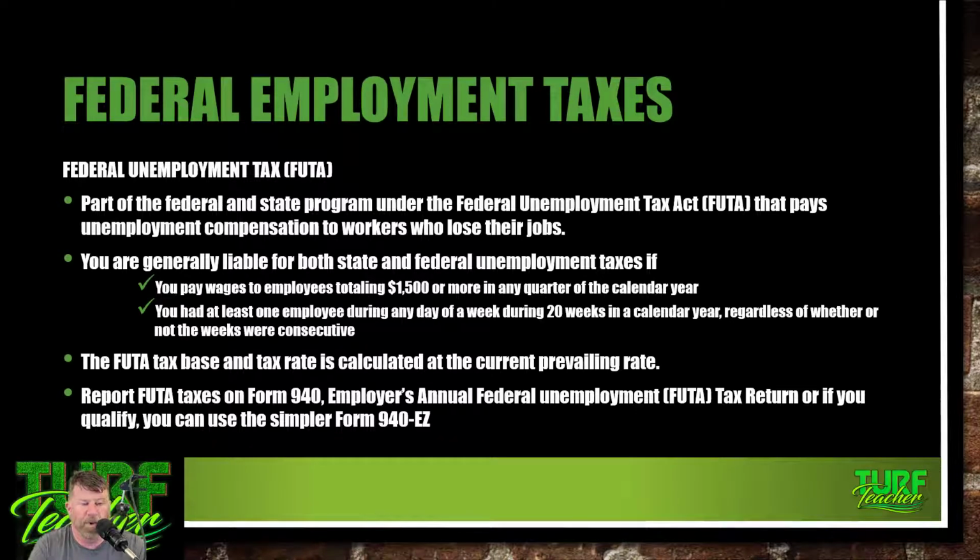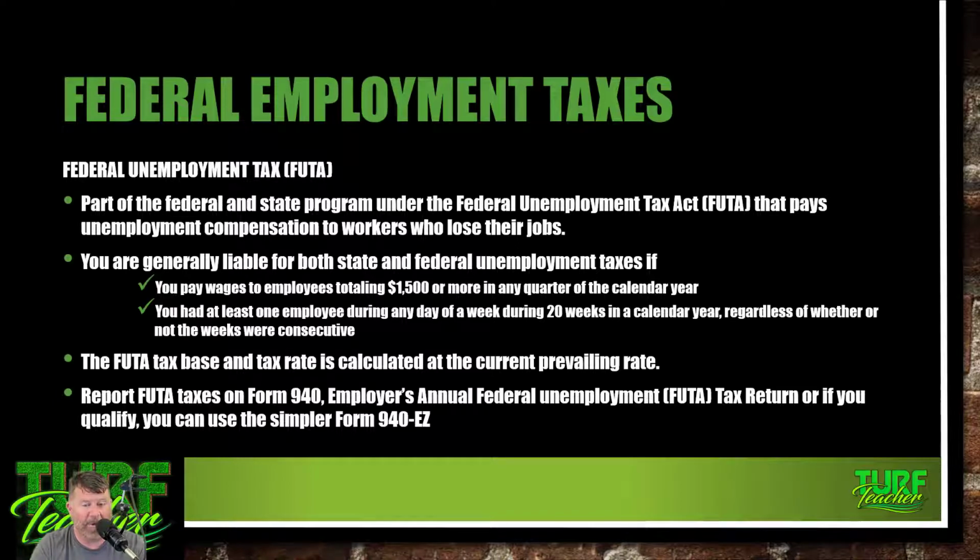With your FUTA, your federal unemployment tax, this is part of the federal and state program under the Federal Unemployment Tax Act, FUTA, that pays unemployment compensation to workers who lose their jobs. You are generally liable for both state and federal unemployment taxes if you pay wages to employees totaling $1,500 or more in any quarter of the calendar year, and you had at least one employee during any day of a week during 20 weeks in the calendar year, regardless of whether or not the weeks were consecutive.